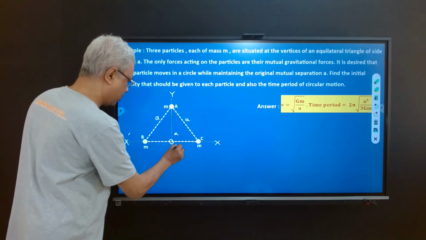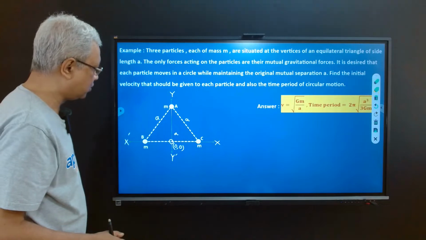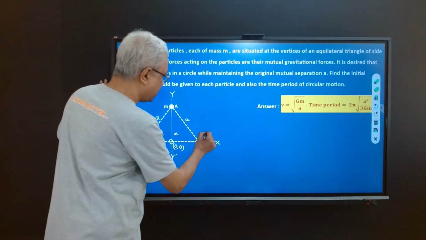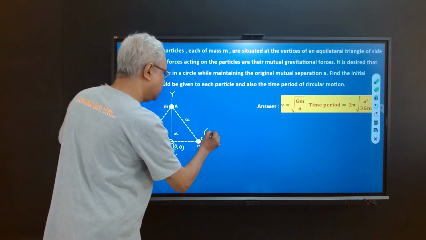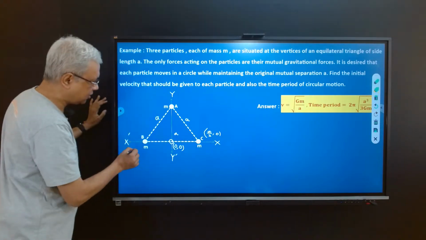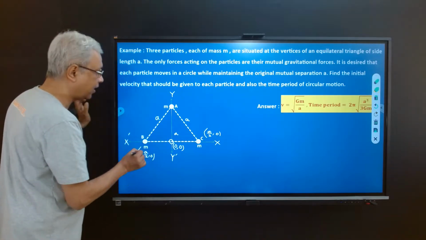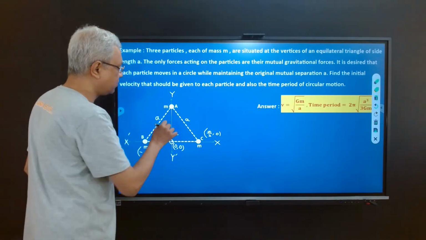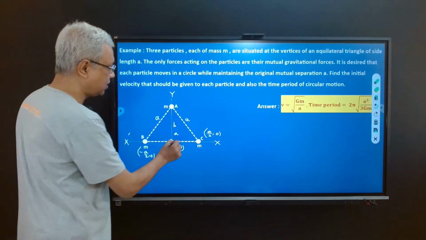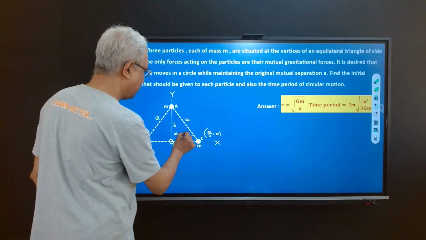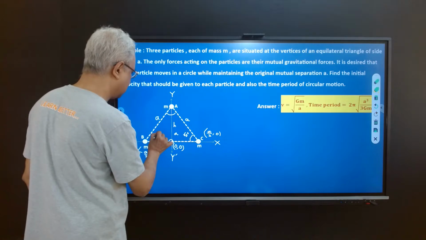So the coordinate of the origin, the midpoint of BC, is definitely 0, 0. And then what is the coordinate of C? It is A by 2, 0. This is minus A by 2, 0. And what is the coordinate of this point? This is the height of the equilateral triangle. And you know these angles are 60 degrees because it's an equilateral triangle. This angle is 60 degrees, this angle is also 60 degrees.